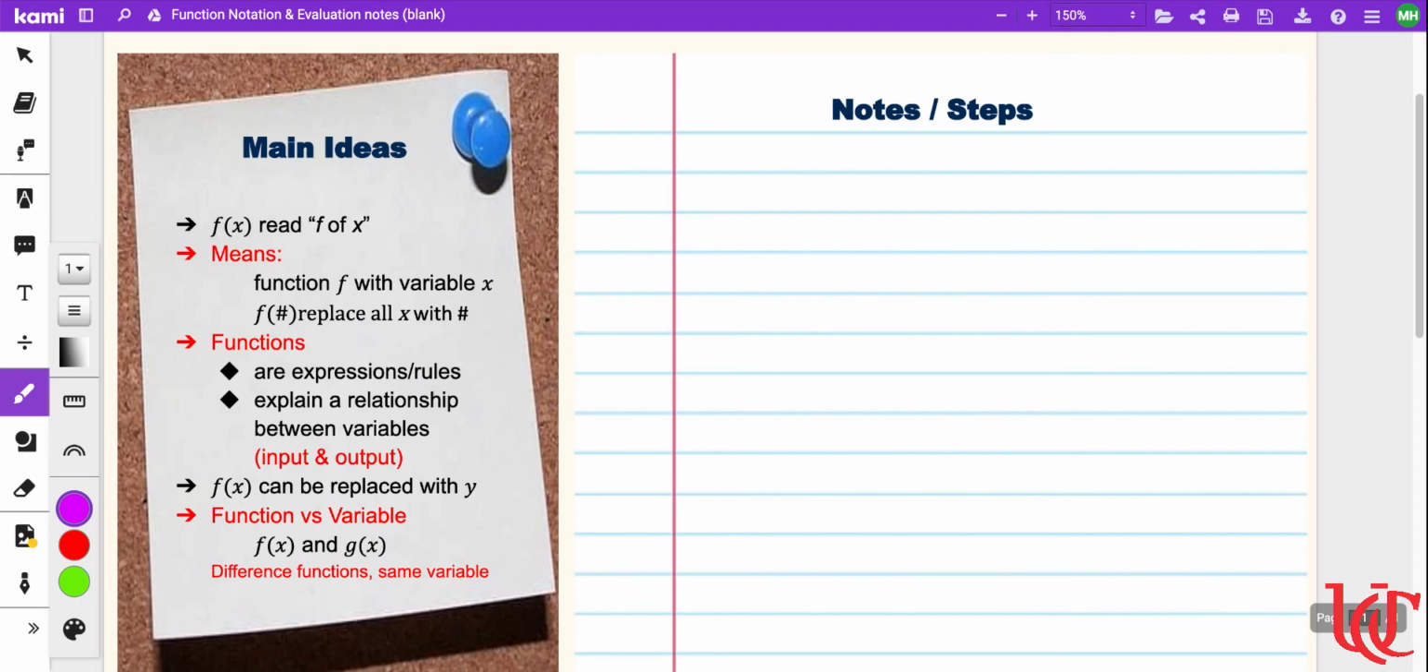In rules and expressions, f of x can be replaced with y. So if I want to do an equation, I would replace the function notation with y equals. Because a function is an equivalence, the left side is the information. It's the rule, the variable that we're going to use for any replacement, and its name. So the f or the g or the h is going to be its name.